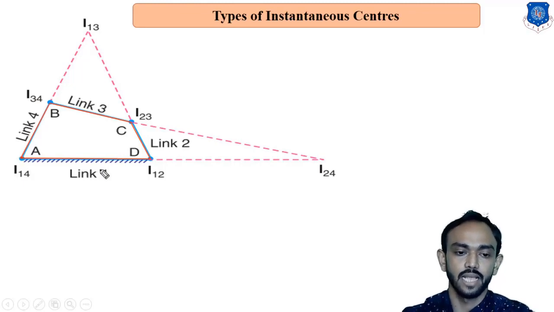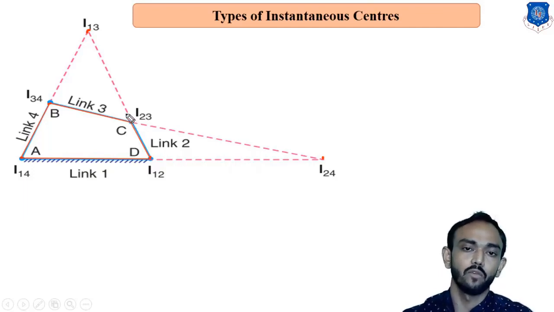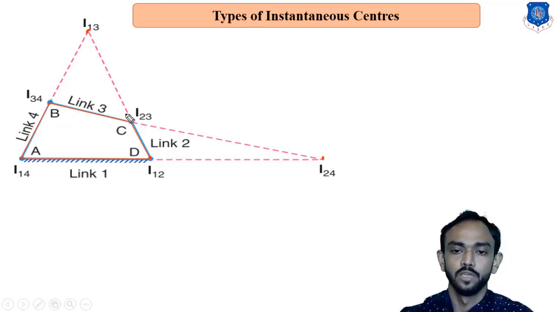You can check here, this I center you already found: I12, I24, I13. And how we can find this I center will be covered in the next slide. First of all, right now we are going to check how many types of I centers there are. You can see here that link number 1 and link number 4 are connected here.